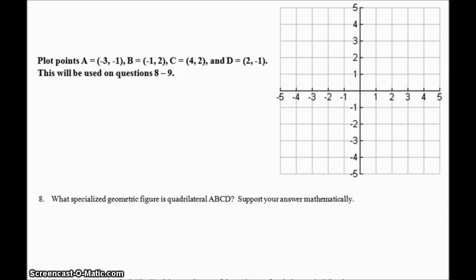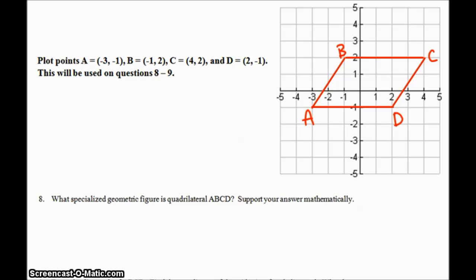Alright, next problem deals with graphing in the coordinate plane and proving that something is what it is. So we're going to begin by plotting the points. First off, A is at -3, -1. B is at -1, 2. From there we go to C at 4, 2. And from there we go to D, which is 2, -1. We will then connect that line there to finish our quadrilateral. So this is A, B, C, and D.